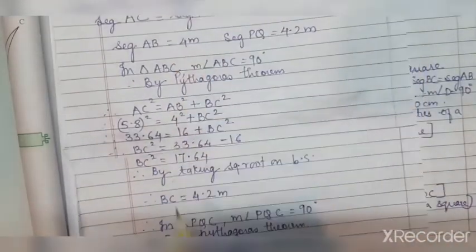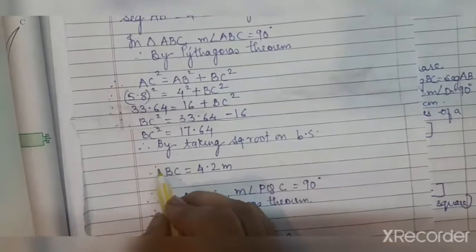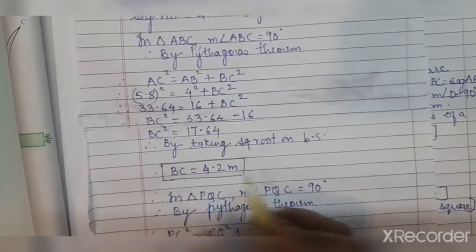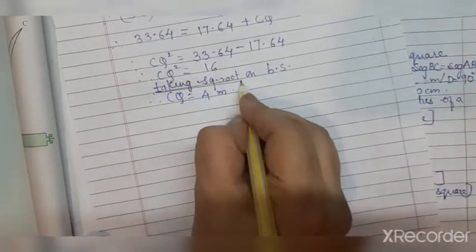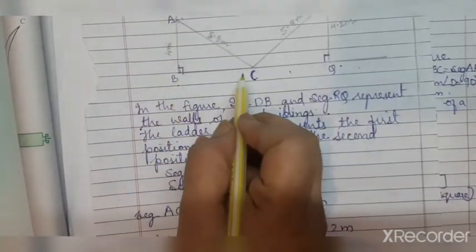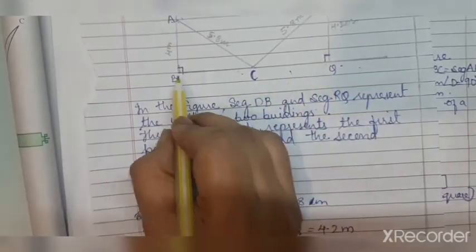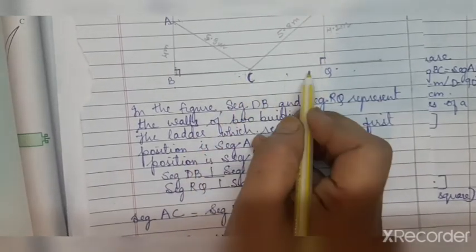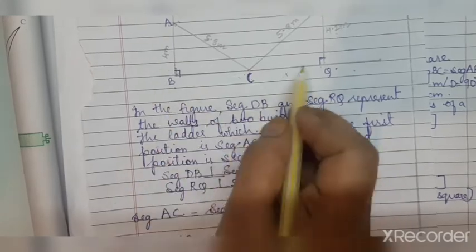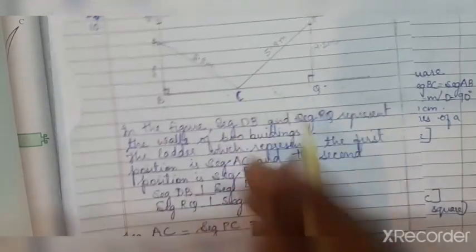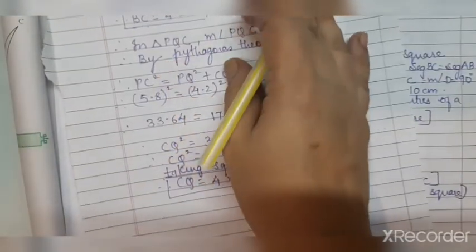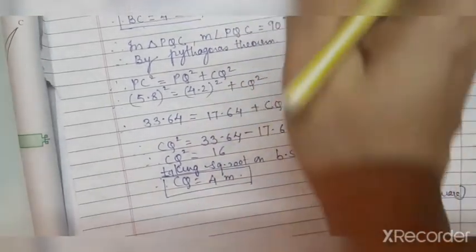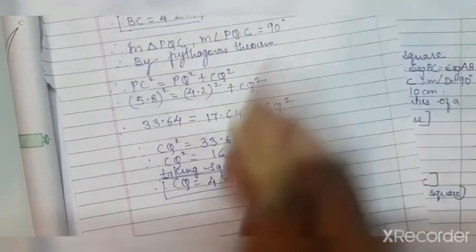Here we got BC as 4.2 meters and CQ as 4 meters, so BC and CQ both we got. Now we will just add to find the width of the street. So what we write here is, the street is BQ.